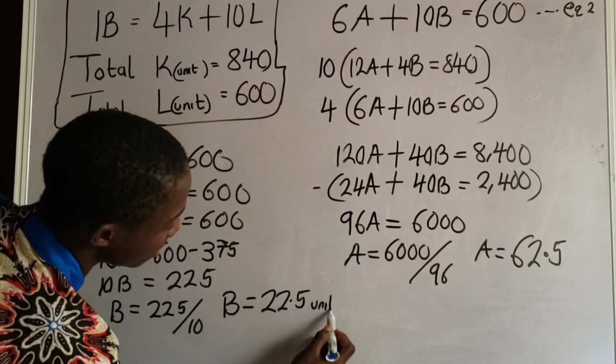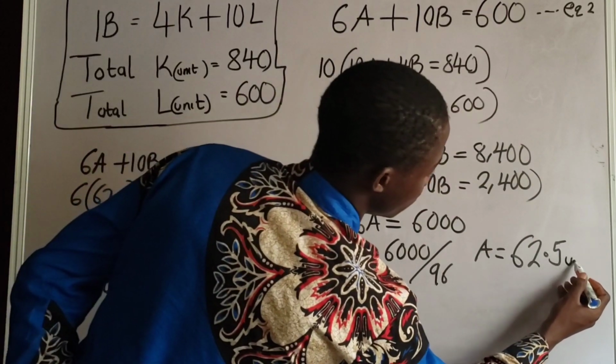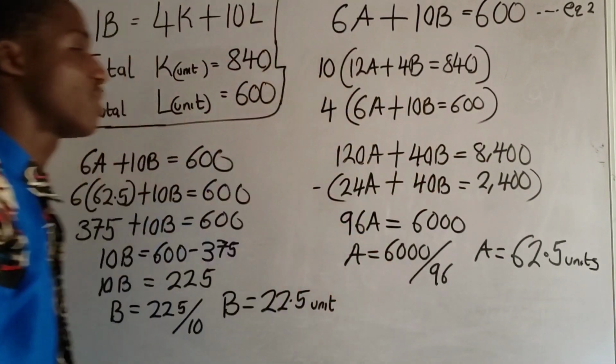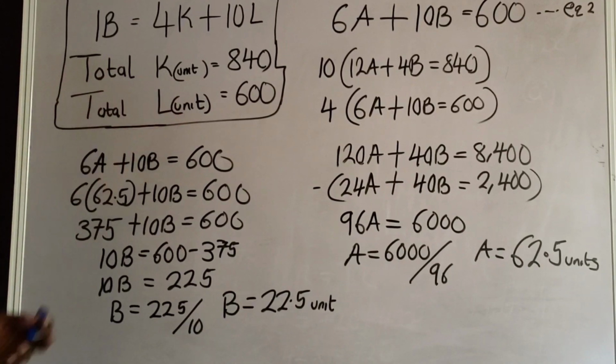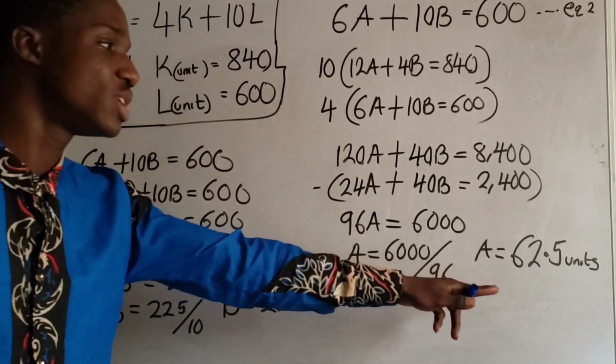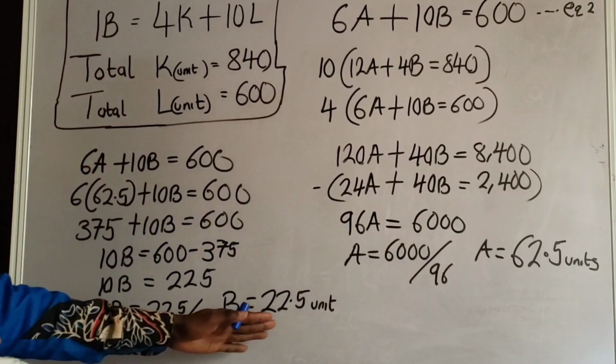Let me put units. So for the firm to exhaust its total units of K and L, it has to produce 62.5 units of A and 22.5 units of B.